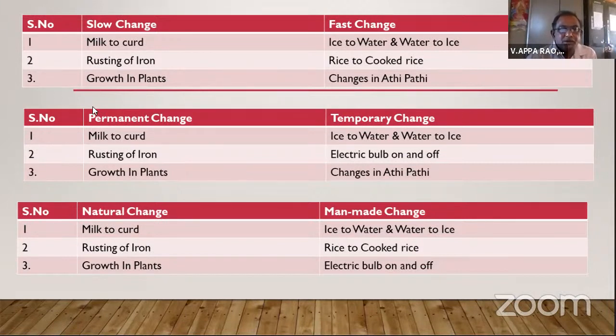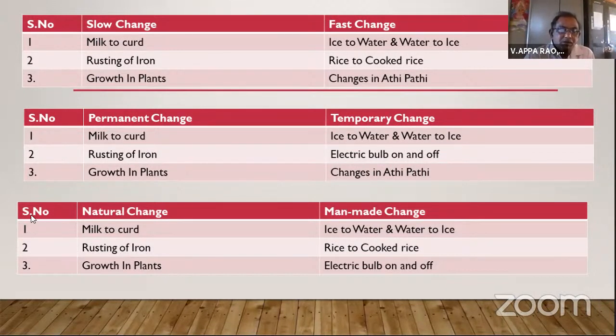Next examples are permanent change and temporary change. Milk to curd is a permanent change. Rusting of iron is a permanent change. Growth in plants is a permanent change. Temporary changes: ice to water and water to ice is a temporary change. Electric bulb on and off is a temporary change. Changes in APPA is a temporary change.